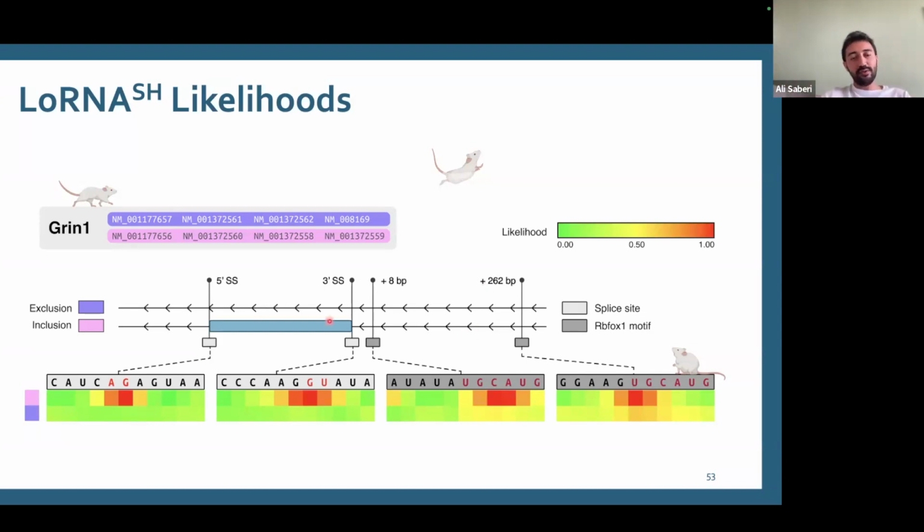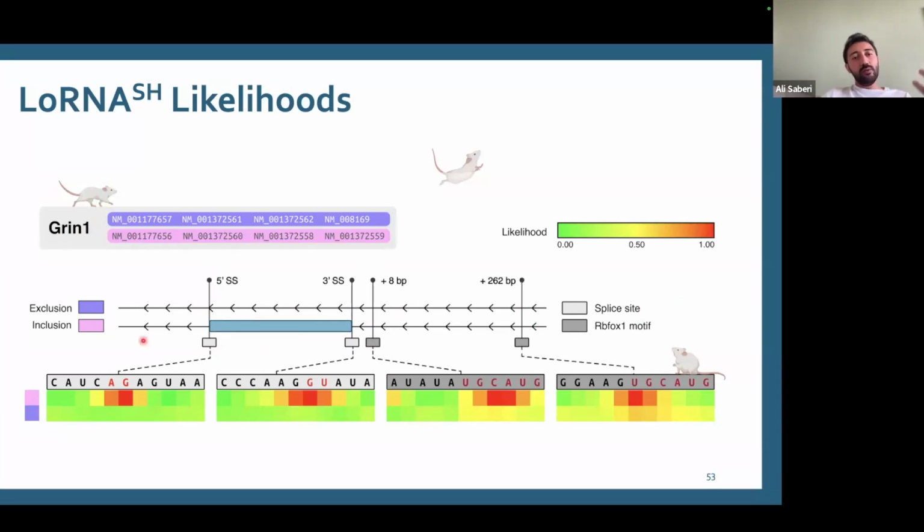This is an example that was experimentally validated and published in a Nature paper. There's a gene, Grin1, in mouse, and this gene has 8 isoforms. This is a cassette exon situation: 4 of them exclude this exon, and 4 of them include it. This paper performed extensive manipulation and analysis to find the splice sites and the motifs of the RNA binding protein that are important for inclusion of this particular exon.